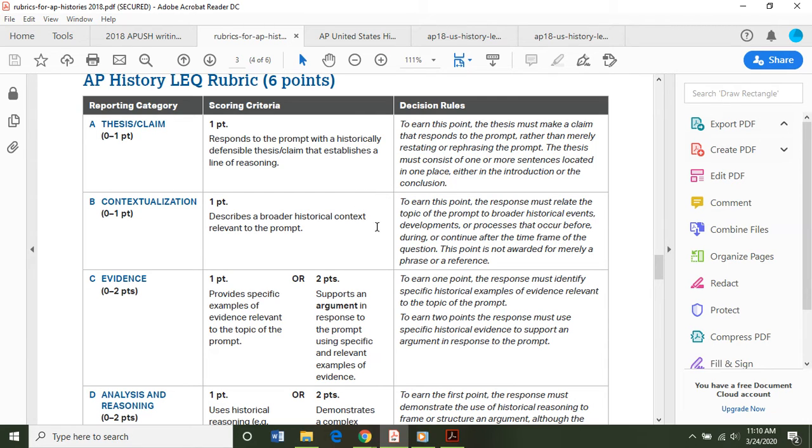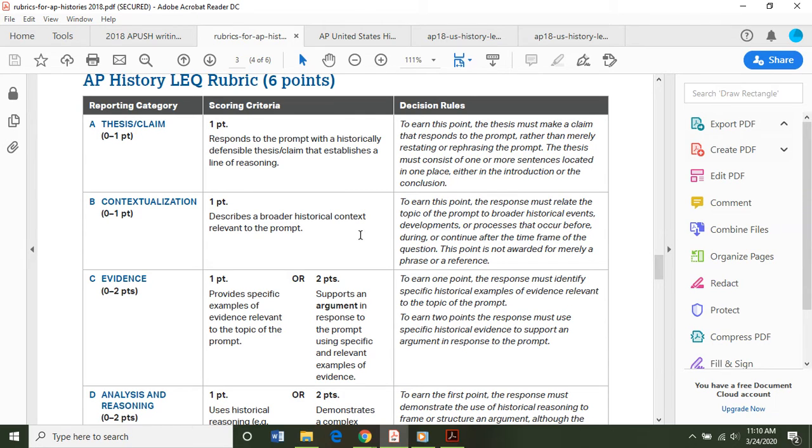So then the next thing we have is contextualization. I mentioned in the DBQ breakdown of the rubric, the contextualization is much like the Star Wars crawl at the beginning of every Star Wars movie. It sets you up with the background of this essay. However, if you look at the decision rules, it says you can talk about broader historical events, developments, or processes that occur before, during, or continue after the time frame of the question.